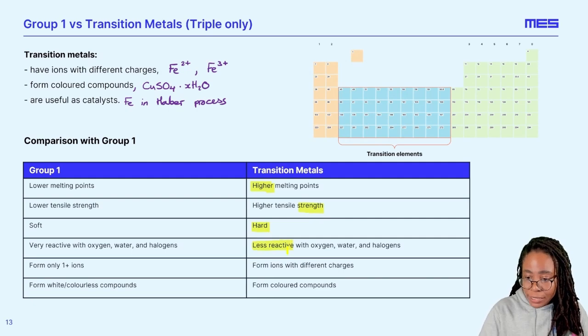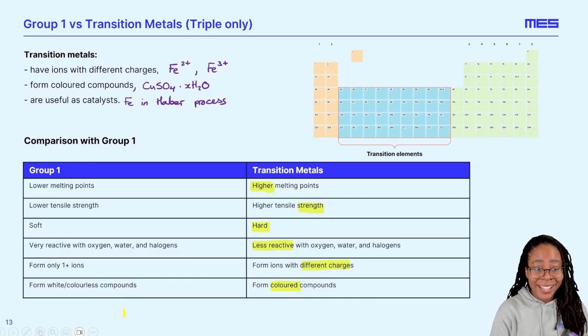They are less reactive. They form ions with different charges, as we saw before, whereas group 1 metals only form ions with 1+ charges. Transition metals form colored compounds, whereas group 1 metals will form white compounds if they're solids, so white solids or colorless solutions. And that is it for your periodic table.